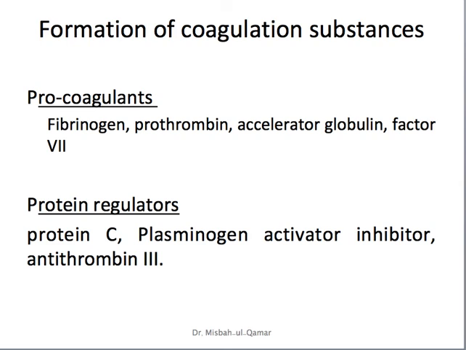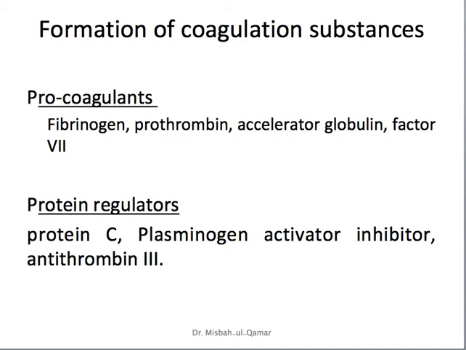As mentioned earlier, liver is involved in the formation of blood substances used in coagulation. It makes most of the procoagulants with the exception of factors 3, 4, and 8. For the formation of fibrinogen, prothrombin, accelerator globulin, and factor 7, liver requires vitamin K. So, in its absence, coagulation may be prevented by decreased concentration of these substances.